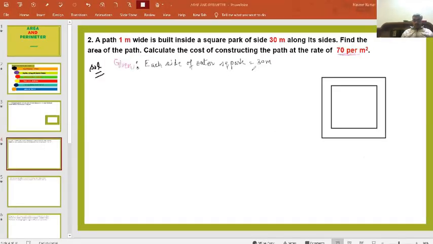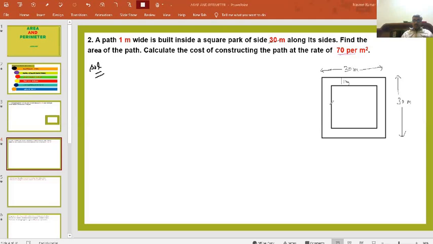Let us read out the question: a path 1 meter wide is built inside a square park of side 30 meter. Okay, here it is given that each side of square park is 30 meter. If this is 30 meter, we know that in case of square all the sides are equal. This is again the 30 meter along its sides. Find the area of path, and the width of path is given here 1 meter.